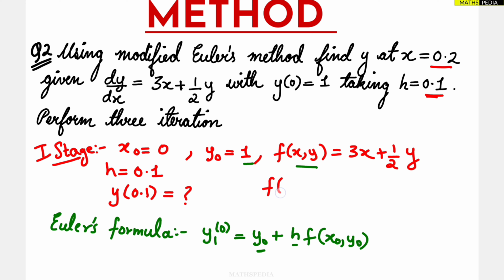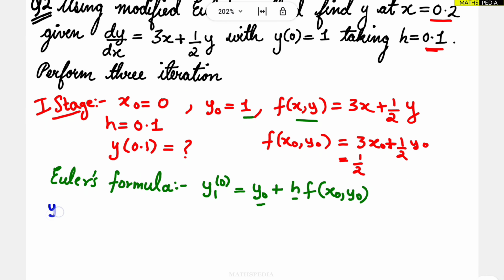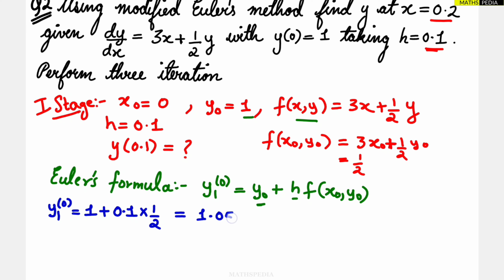We'll just write it down here itself. In place of x, we'll place x0. In place of y, y0. So 3 into x0 plus 1 by 2 into y0. What is the x0 value? 0. So this is 0 plus half into 1, which is half. So y1 of 0 becomes the y0 value, 1, plus the h value 0.1 into function of x0 comma y0, 1 by 2, which is 0.5. So 1 plus 0.05 is 1.05.